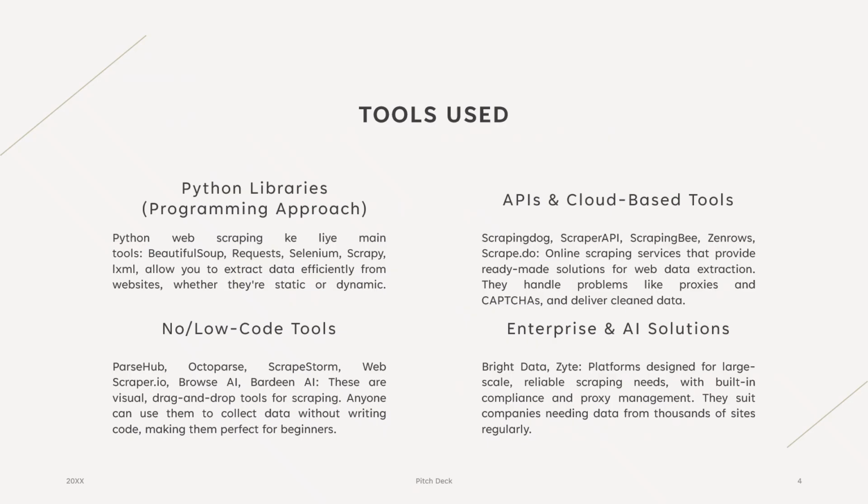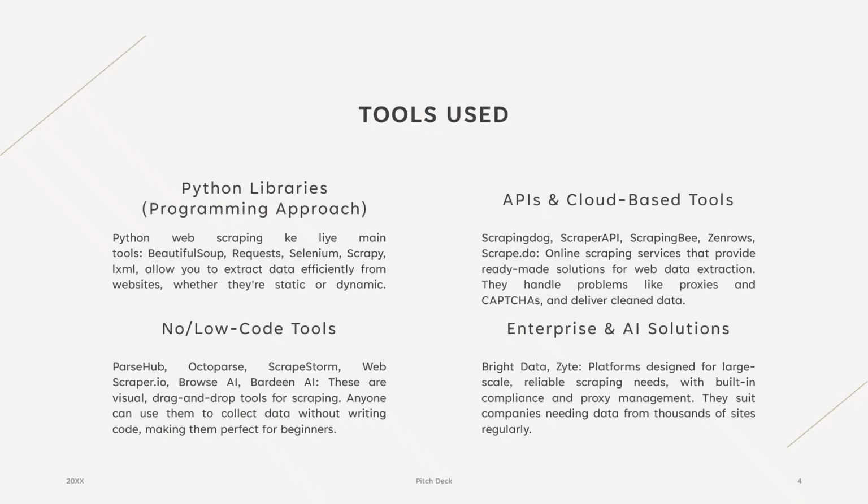Now you might be thinking, do I have to code everything from scratch? The answer is no. You do not have to code everything from scratch. There are many tools available depending on your skill level and needs. For beginners, there are no-code tools. If you don't know coding, tools like ParseHub, Octoparse, and Browse AI offer drag and drop interfaces. You simply point and click to select what you want to scrape. It is perfect for getting started.